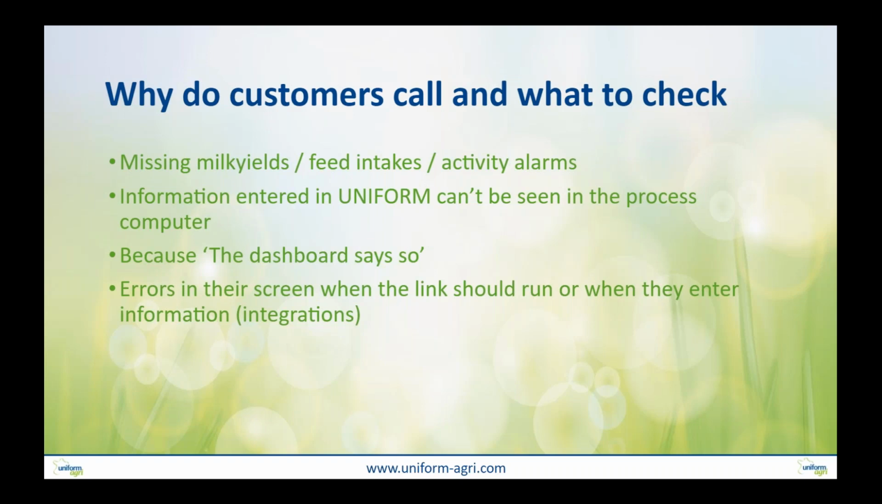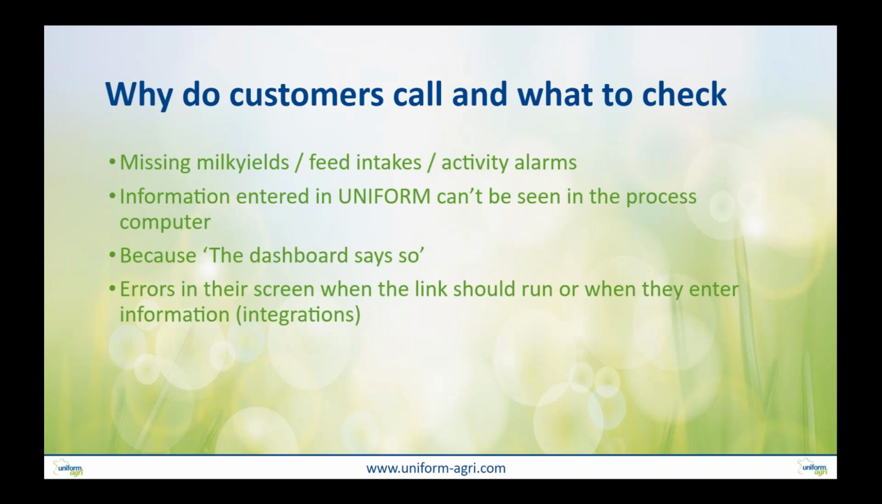And sometimes it's pretty obvious something is wrong because they're getting errors. They can get errors during the link. So when the link should run at a certain time through the Automate, they'll get an error at that time saying what's happening and why the link can't continue.